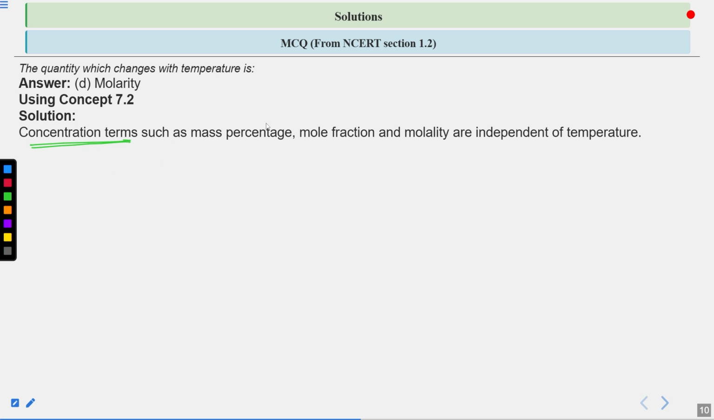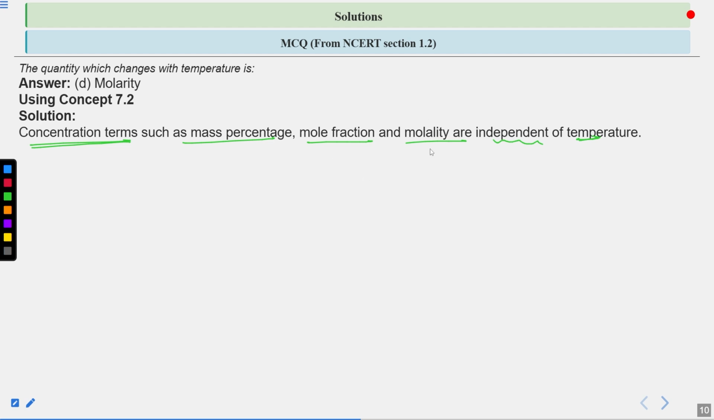The concentration terms such as mass percentage, mole fraction, and molality are independent of temperature. In mass percent, we talk about the mass. Mass is a constant term; it will never change. In the mole fraction, we talk about the number of moles. Number of moles is also a concentration term. That means it will not depend on the temperature directly.